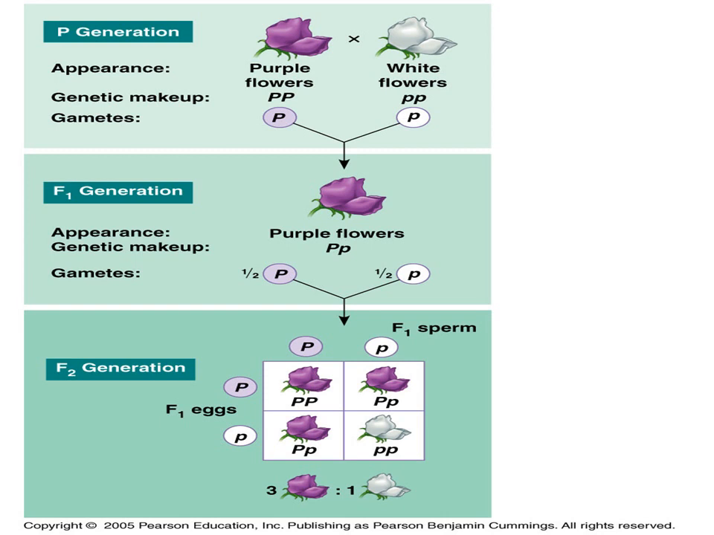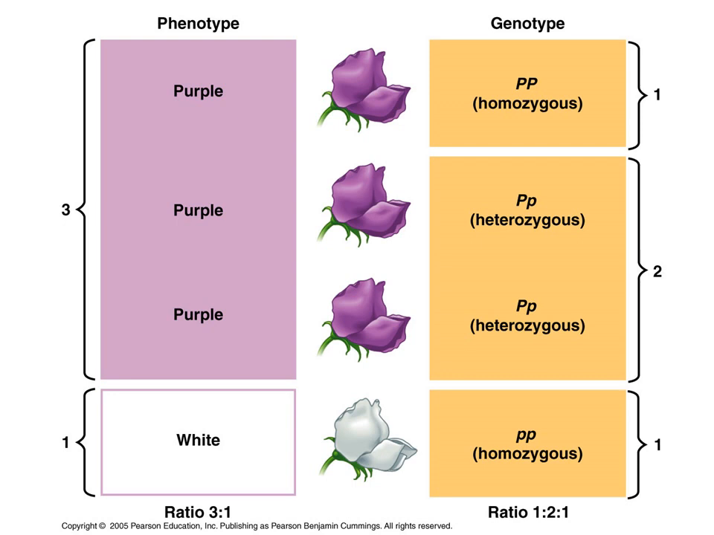This is the cross, starting with the parental to create the F1, then crossing the F1 to produce the F2. This is another way to look at the results.